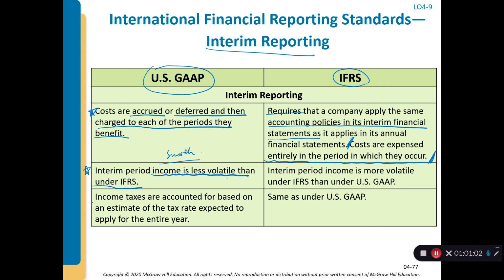And then another question is, how is the tax applied between the IFRS and GAAP? Under the GAAP, it says it has to be calculated based on the entire year's tax bracket, right? And it's also applied under IFRS as well.